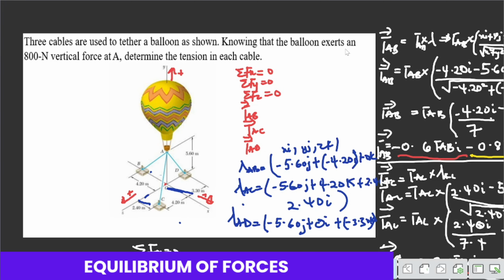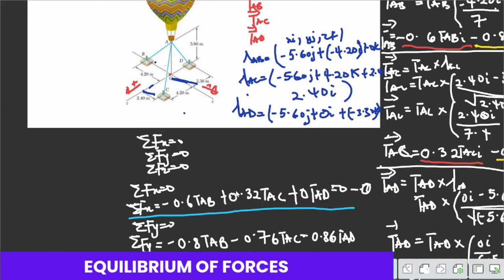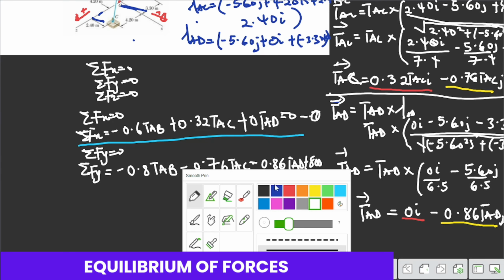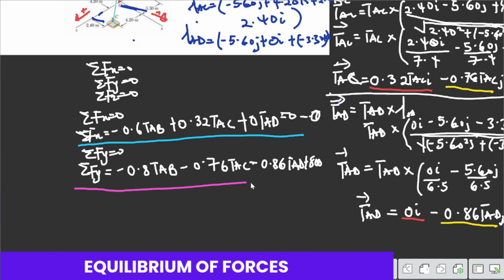Then don't forget that the question says, knowing that the balloon exerts an 800 Newton vertical force at A. So that is moving to the top, so we add plus 800 here too. Then we are done with the one for the Y. So let me use this to separate these two.